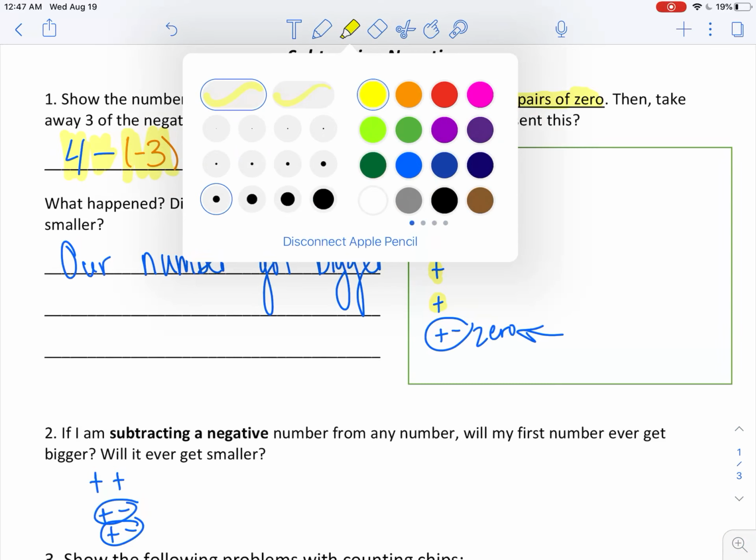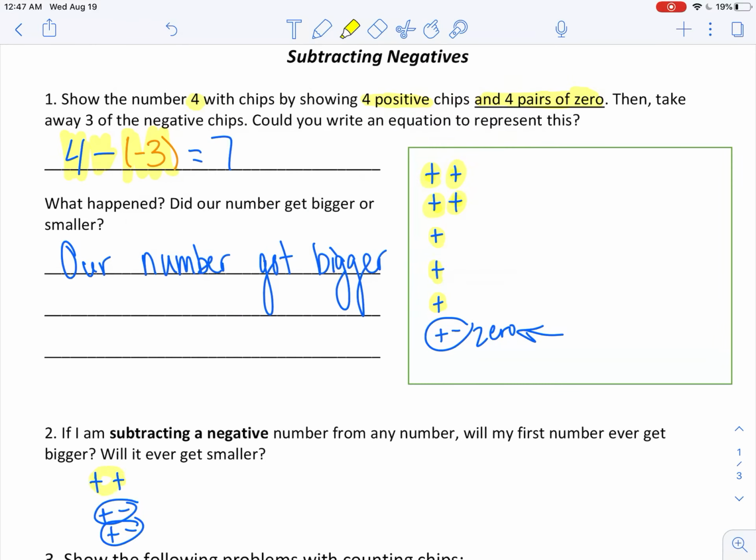So I've got 2 right here. This is 2. So I'll start with 2, and I'm going to take away 1 negative. So 2, and this is taking away 1 negative. That's what this expression right here is saying. So if I take away one of these negatives, then what am I left with?